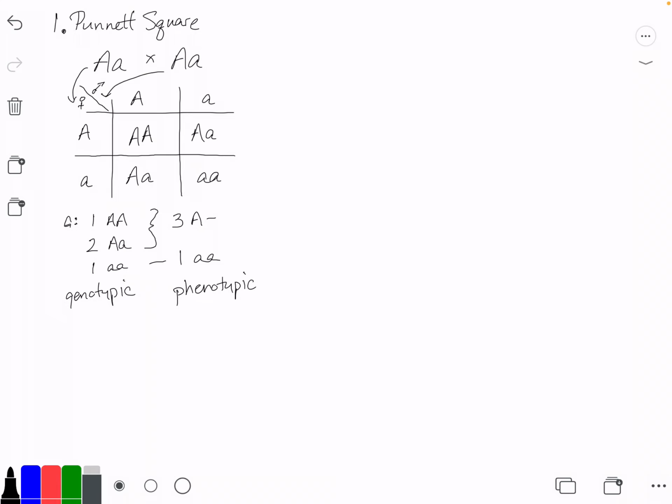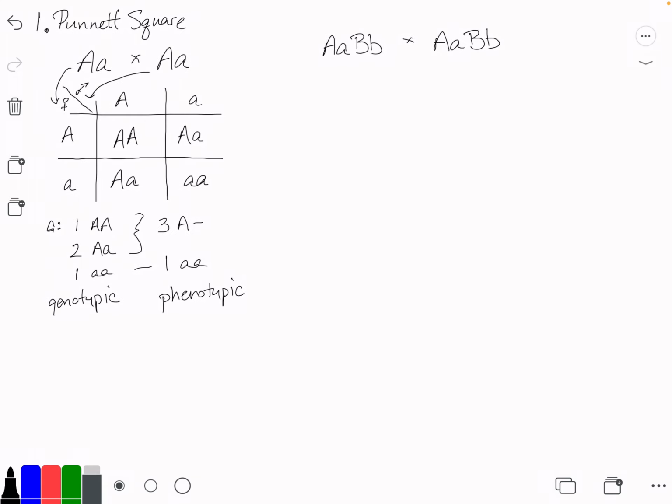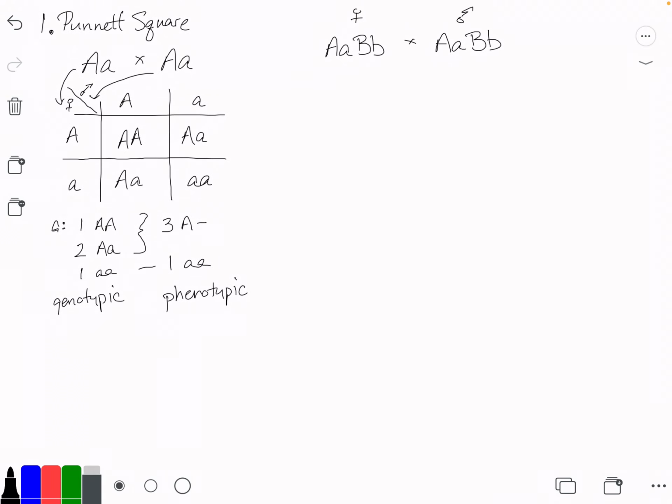Punnett squares work just fine also for dihybrid crosses. And so I'll be very creative here and pick a dihybrid cross using the letters A and B. And in this particular case, I'm starting with heterozygotes again. So thinking about that Mendelian dihybrid cross kind of a setup, I'm going to do the same thing, and here I'll label these maybe like I did before, female and male. Maybe that's the case, maybe it's not. It depends on your system.